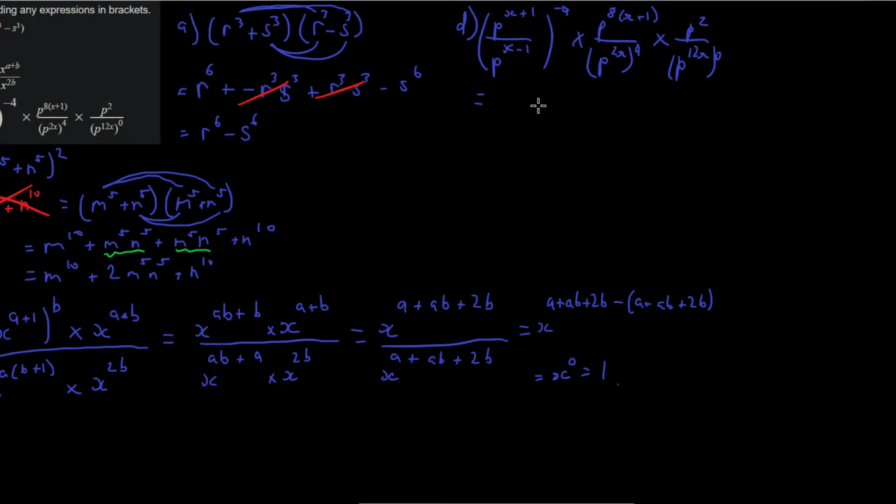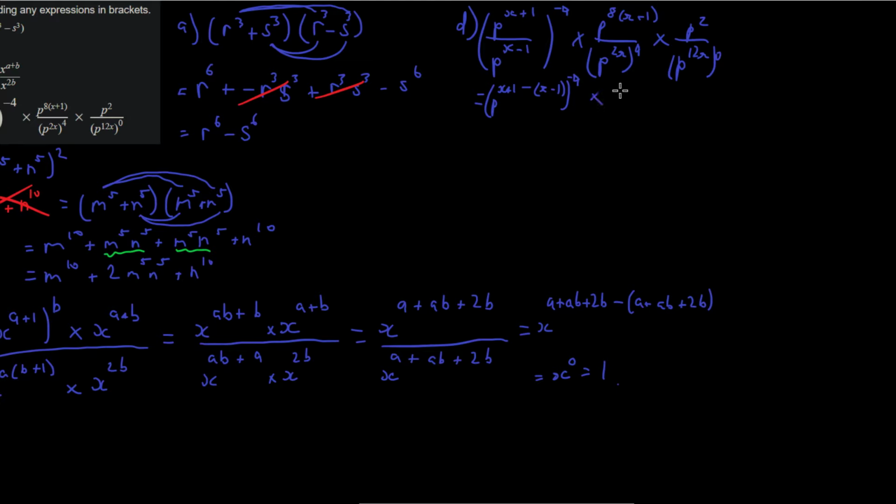I know. I'll just combine these powers. So when we're multiplying bases that are the same, we can add the powers. Here, the bases are the same, but they're dividing. So what that means is we can subtract the powers. So we've got p to the x plus 1 minus x minus 1. And that's all to the power of negative 4.